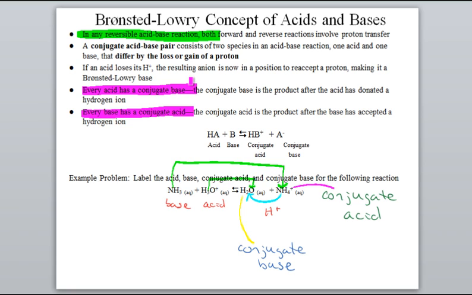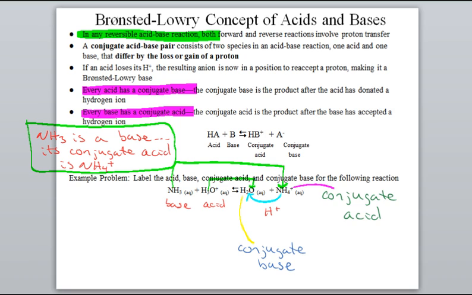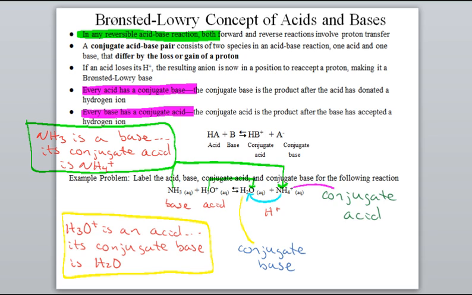So NH3 is a base, its conjugate acid is NH4 plus, ammonium. We can say the same thing for the hydronium ion. The hydronium ion is an acid, its conjugate base is water. What it forms on the other side is its conjugate. You'll see those as practice problems in your textbook.